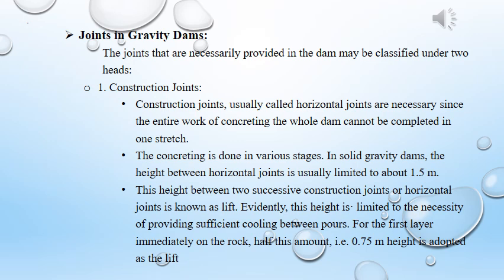This height between two successive construction joints or horizontal joints is known as lift. For the first layer immediately on the rock, the thickness of the lift may be kept at half, so usually the height of the lift is taken as 0.75 meter.